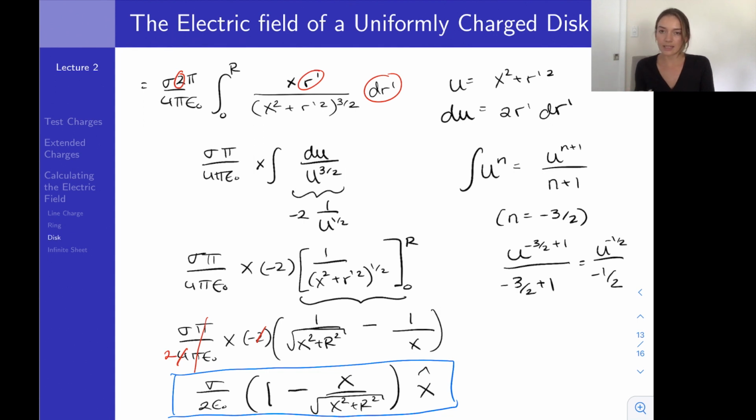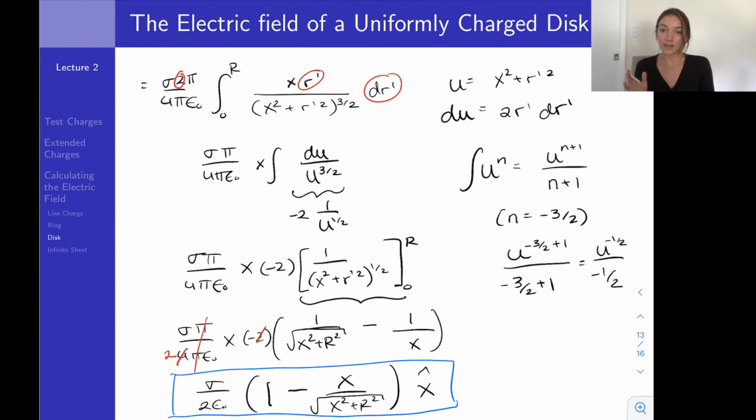Okay, so I know there's a lot of tedious distributing negative signs and everything. So just work through it yourself. Make sure you understand how I got here. And definitely review some basic u substitutions and your basic integrals like this. Okay, so now let's move on.